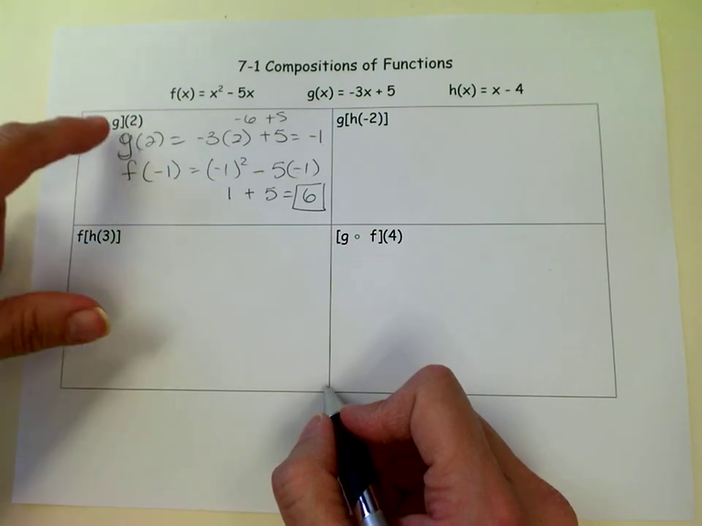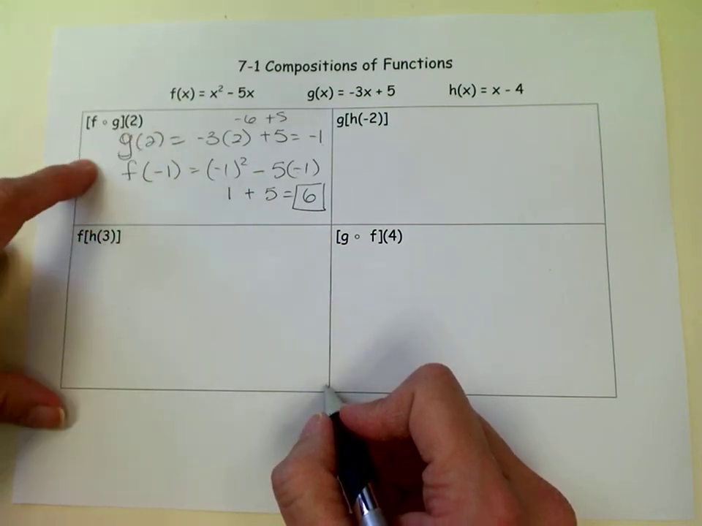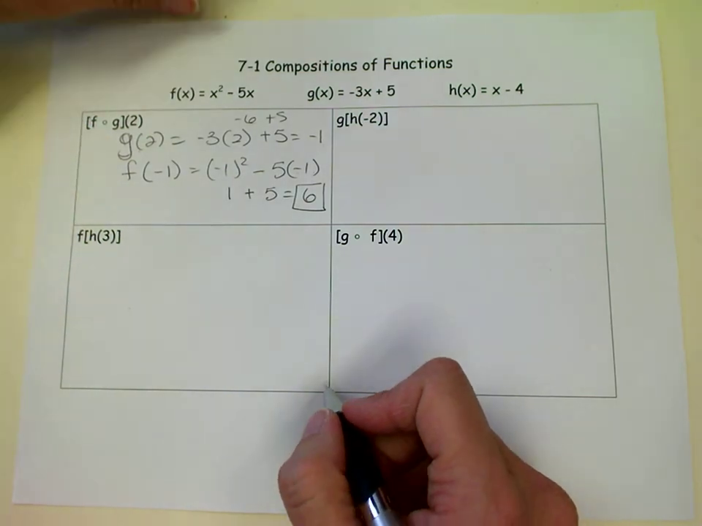And that's not the same as g of f of 2. So make sure you do it in the correct order, because you'll get the wrong thing if you put the 2 in for f first most of the time.